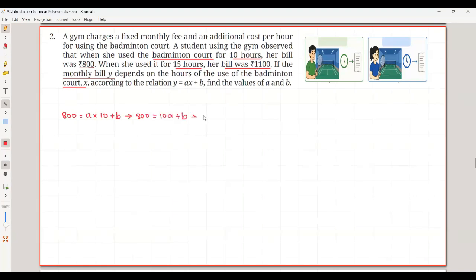Rearrange the terms. So you'll be getting 10a plus b is equal to 800. This is our first equation. Now the second condition: 15 hours, 1100 rupees. Now 1100 is equal to a into, in the place of x, 15 hours, plus b. This implies 1100 is equal to 15a plus b. Now rearrange: 15a plus b is equal to 1100.